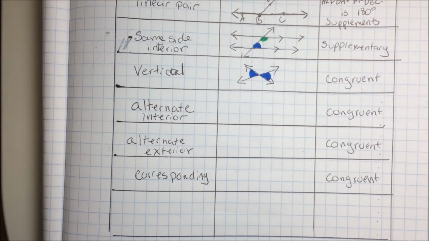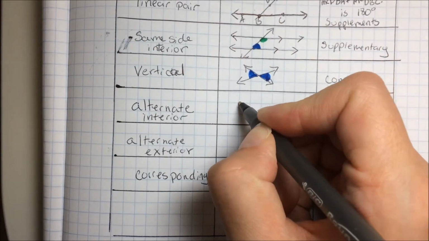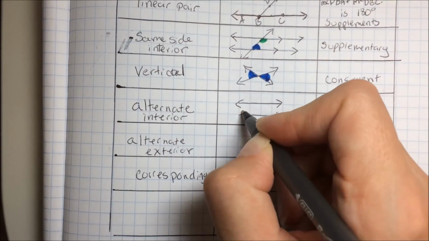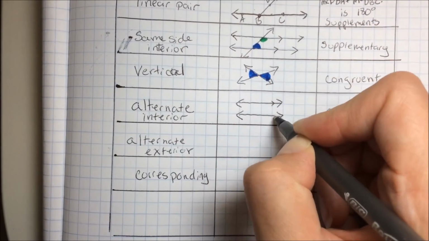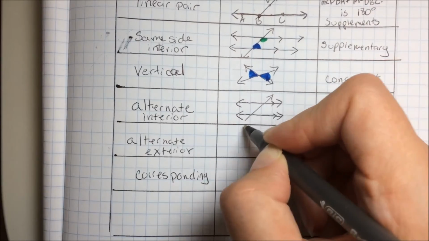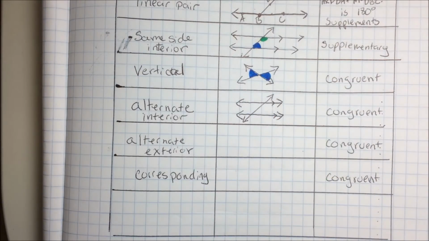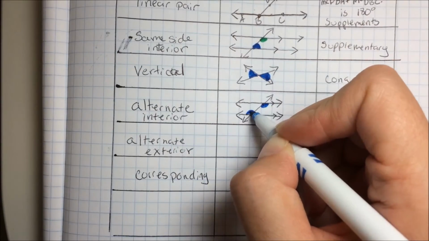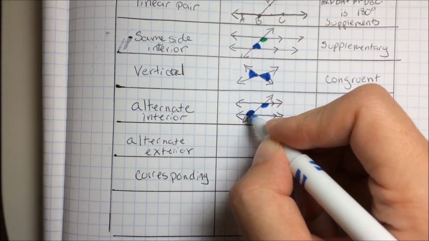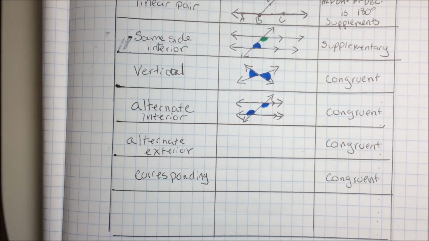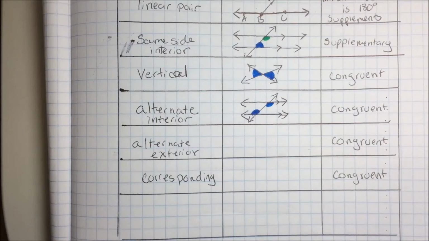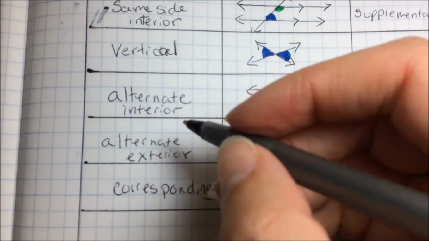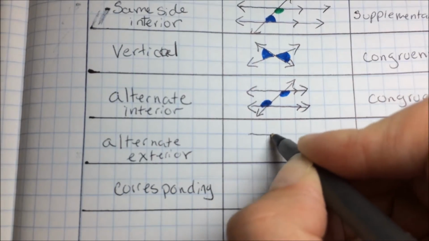Okay, the picture of alternate interior angles. Again, these lines are parallel. Looks like this. And this one makes the Z shape. Okay. Alternate exterior. I'll get even closer. Okay, looks like this.